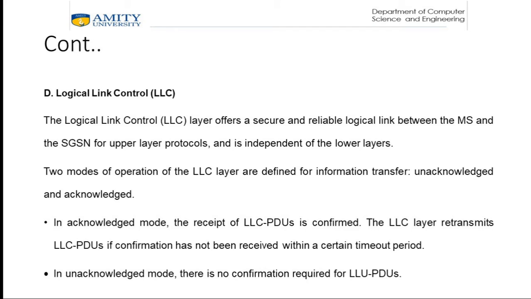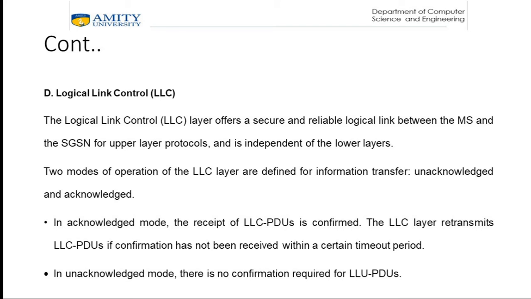SNDCP exists between the MS and the SGSN and provides a mapping and compression function between the network layer, which is IP or X.25 packets, and the two layers. It also performs segmentation, reassembly, and multiplexing. Two modes of operation of the LLC layer are defined for information transfer, which are again unacknowledged and acknowledged. The LLC layer can support both modes simultaneously.